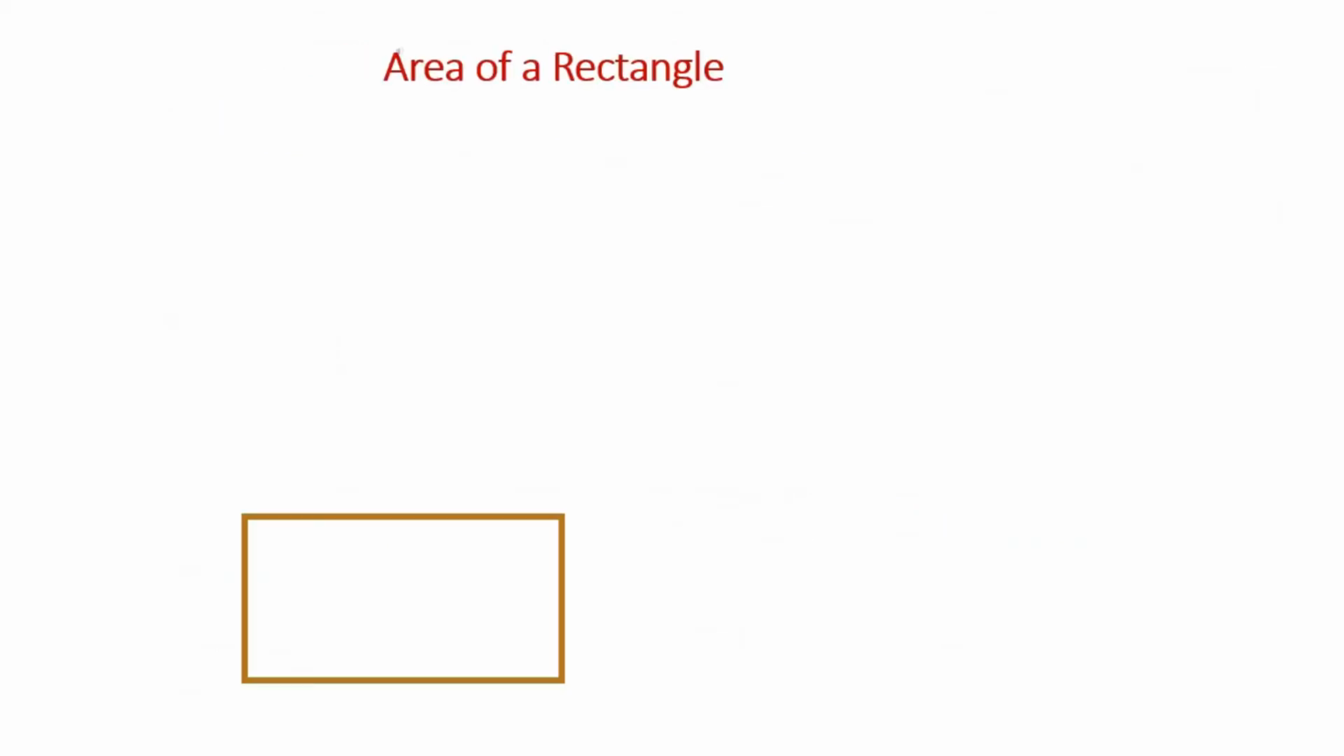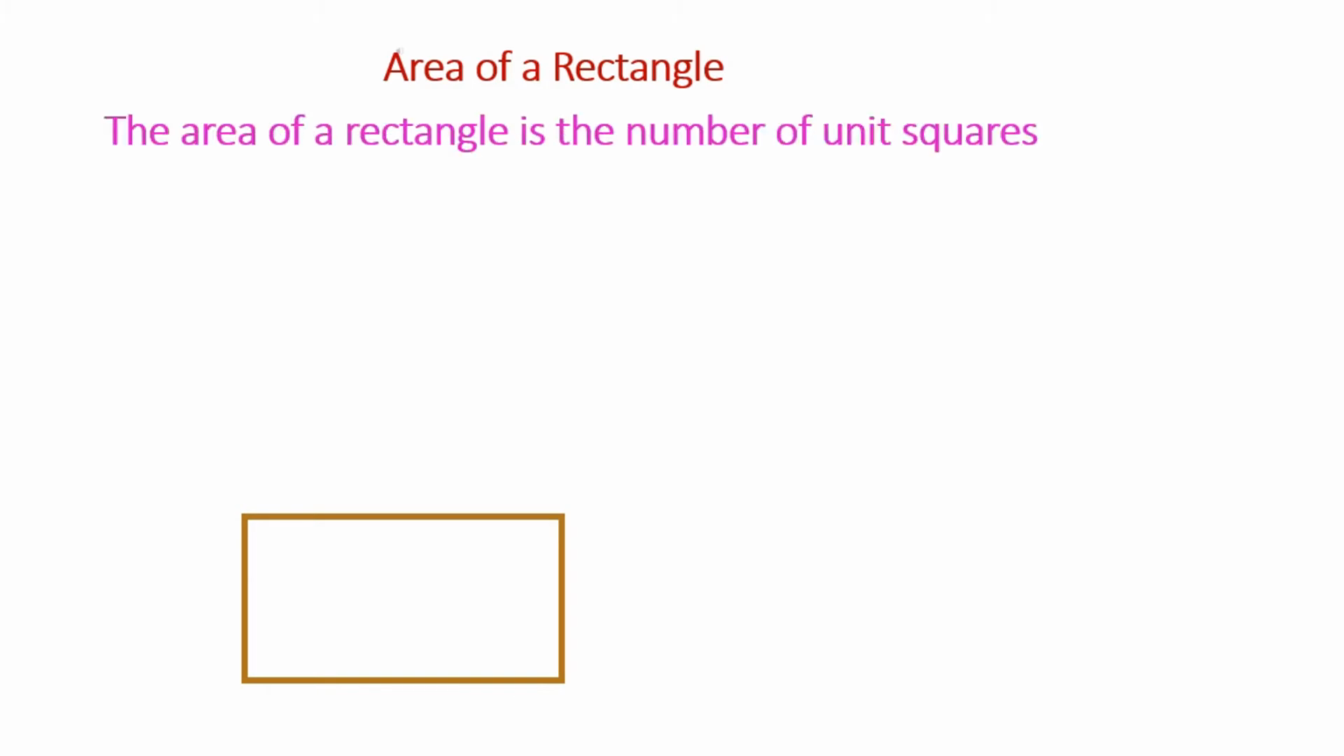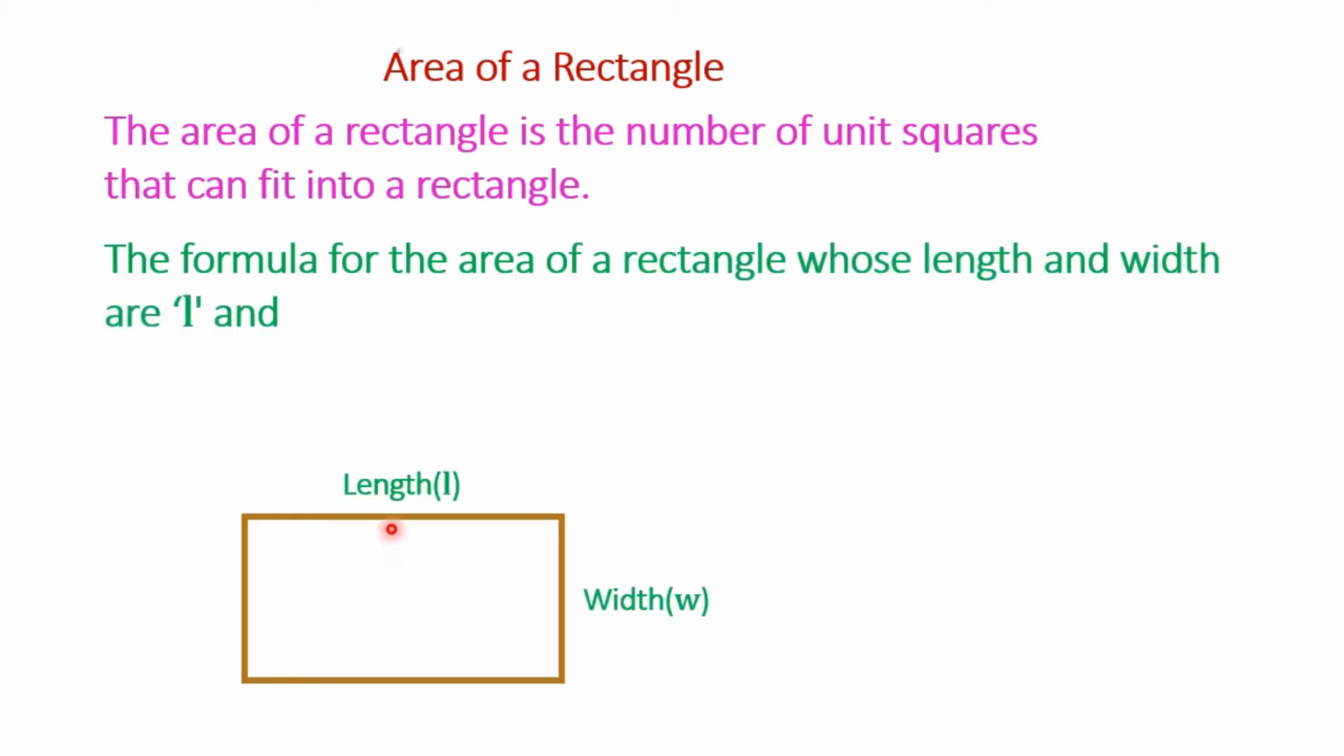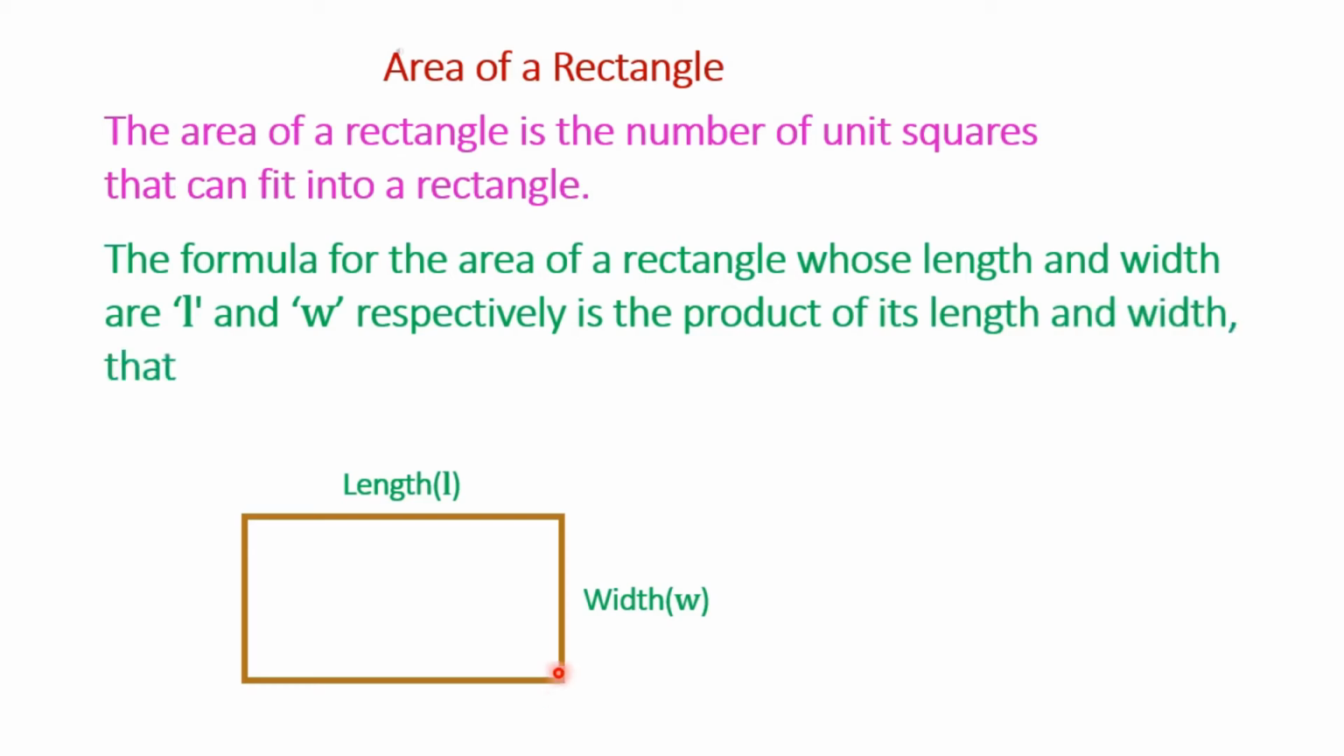Area of a rectangle. The area of a rectangle is the number of unit squares that can fit into a rectangle. How to find the area of a rectangle? The formula for the area of a rectangle, whose length and width are L and W respectively, is the product of its length and width, that is, area of a rectangle is equal to L into W.